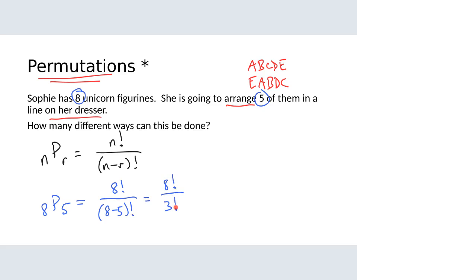Now what I'm going to do is rewrite that 8 factorial. I know it means 8 times 7 times 6 times 5 times 4 times 3 times 2 times 1. The 3 times 2 times 1 I wrote as 3 factorial because I have 3 factorial in the denominator and I want those to cancel. Now all I have left is 8, 7, 6, 5, 4. 8 times 7 times 6 times 5 times 4 is 6,720. And that's the number of ways that Sophie could arrange 5 of her 8 unicorns in a line on her dresser.